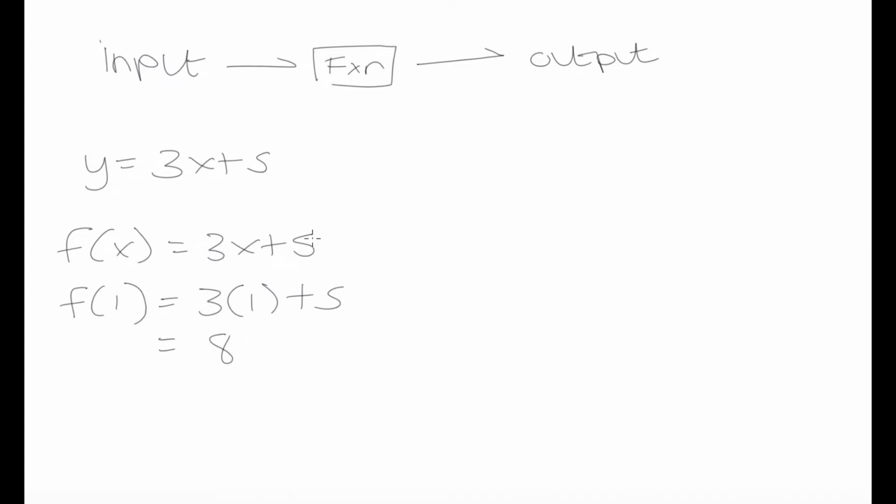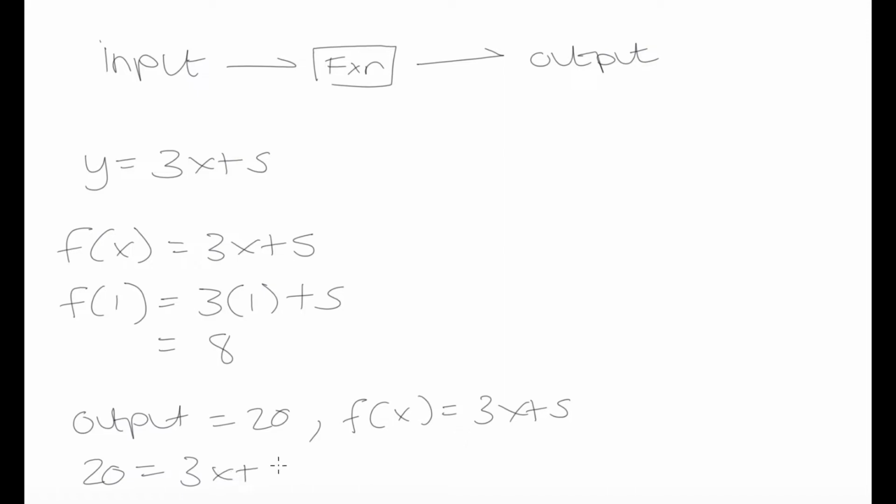And you can actually do this both ways. It doesn't just go one way. We can also determine the specific input value that's going to give us a certain output value. So let's say we were told that the output value of a function is 20. So the output value is 20, and our function is still 3x plus 5, and we're asked to determine the value of x for which our output value is 20. So the way that we're going to do that is we're just going to set our y equal to 20. We know that our output value has to equal 20, so this whole function has to be equal to 20. So we can put that 20 is equal to 3x plus 5.